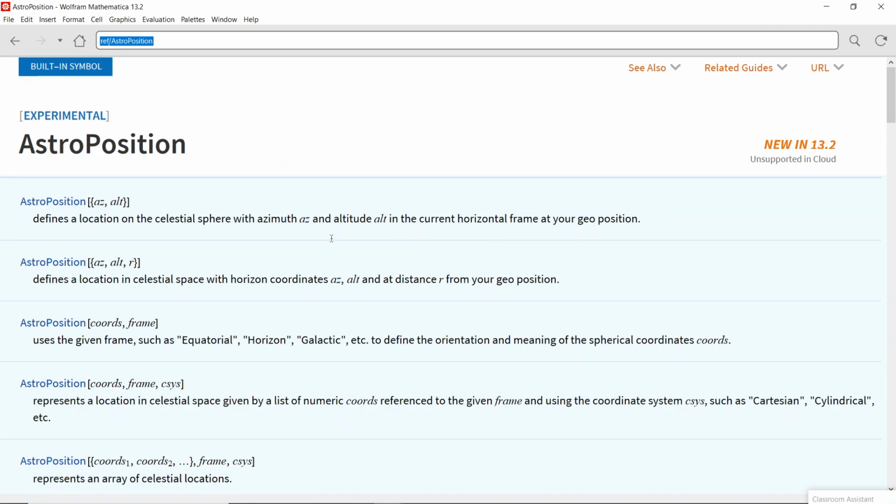Okay, AstroPosition[{az, alt}] defines the location on the celestial sphere with azimuth az and altitude alt in the current horizontal frame at your geoposition. AstroPosition[{az, alt, r}] defines the location in celestial space with horizon coordinates az, alt and distance r from your geoposition.